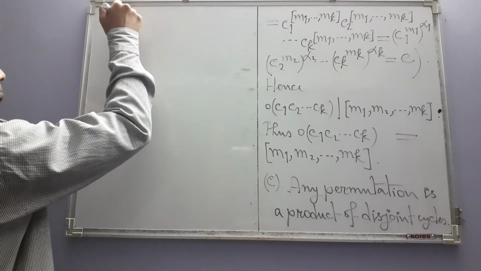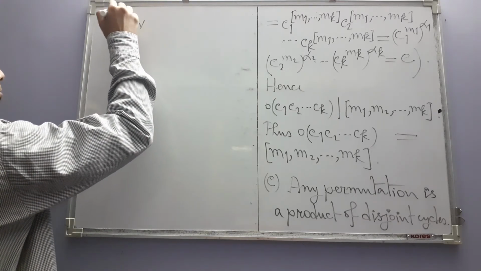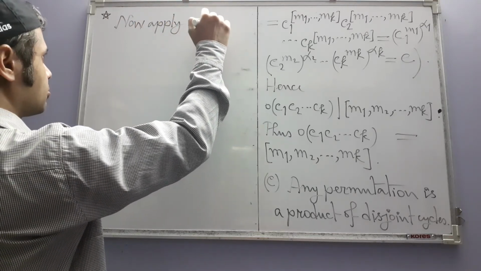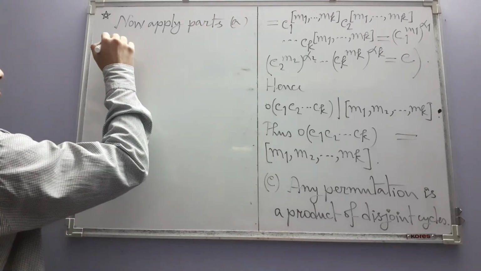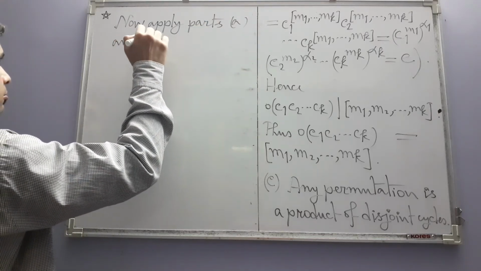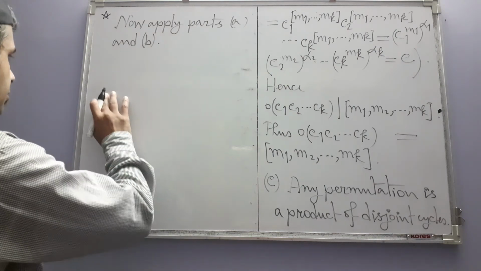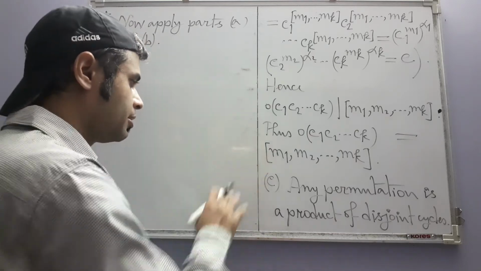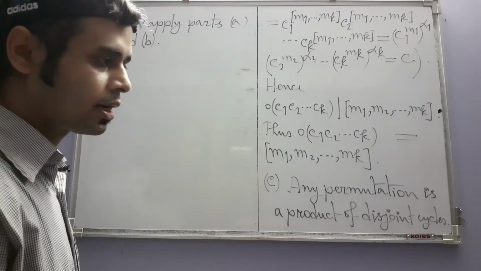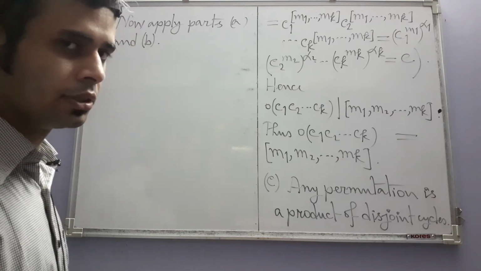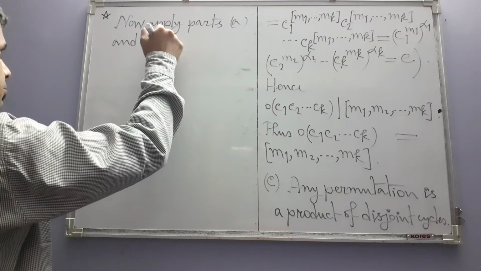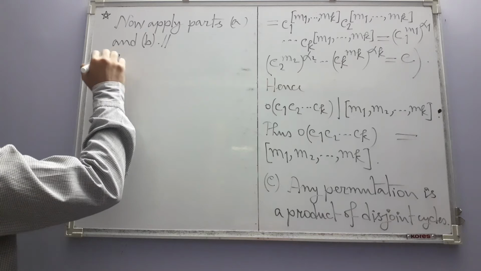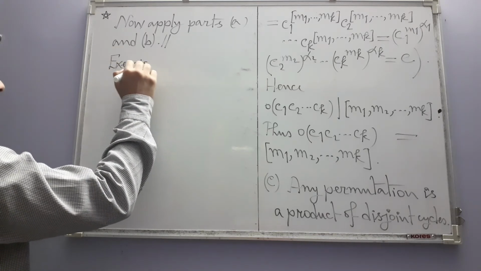So we just simply write now, apply parts A and B. So you can see that this exercise and its solution is actually simply the theory that tells us how to calculate the order of a given permutation. So this is where things end, and let's just solve another one and then we will stop for tonight.